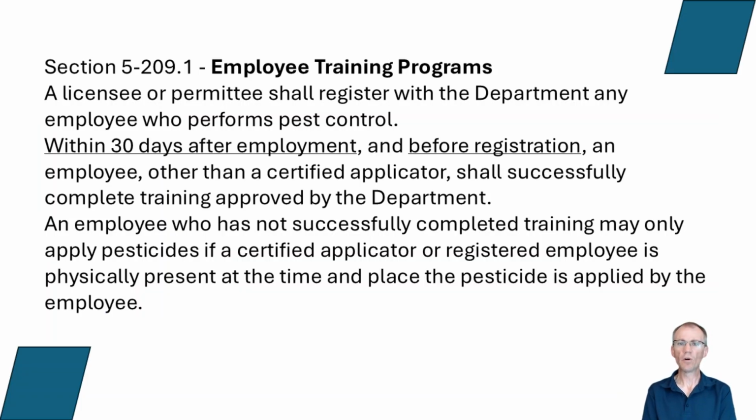Section 5-209.1 Employee Training Programs. A licensee or permittee shall register with the department any employee who performs pest control. Within 30 days after employment and before registration, an employee, other than a certified applicator, shall successfully complete training approved by the department. An employee who has not successfully completed training may only apply pesticides if a certified applicator or registered employee is physically present at the time and place the pesticide is applied by the employee.